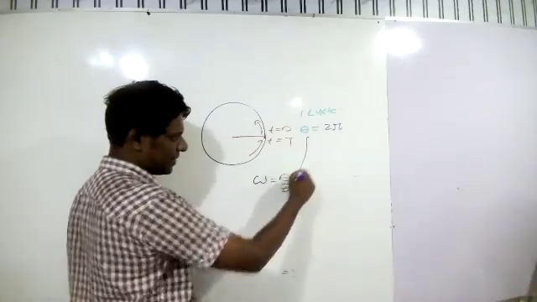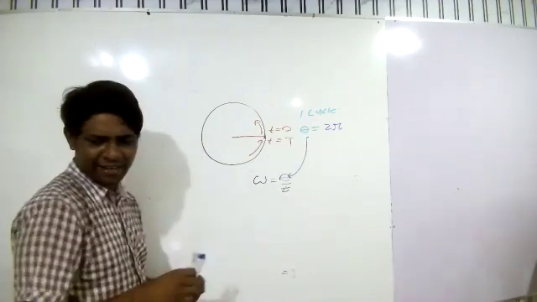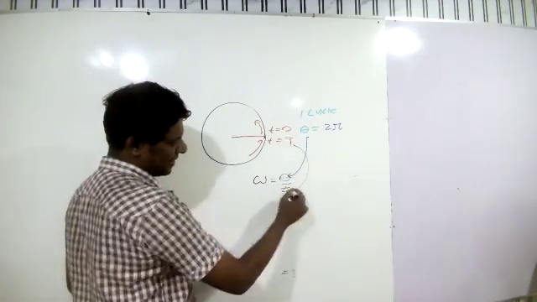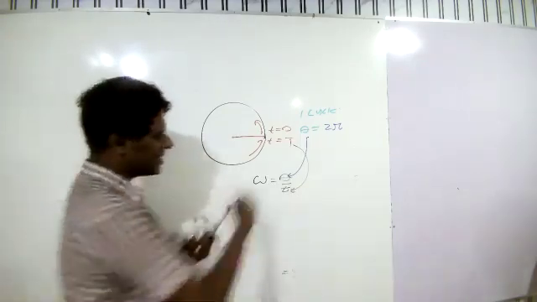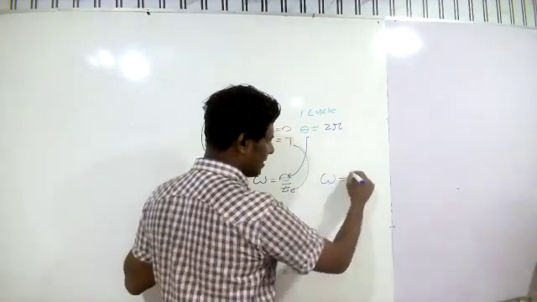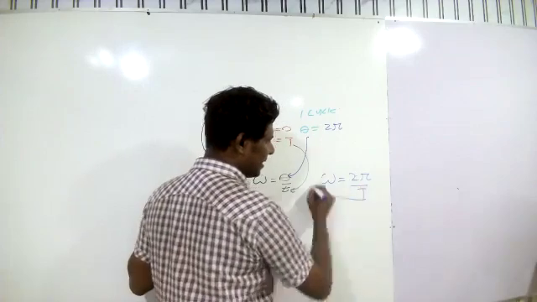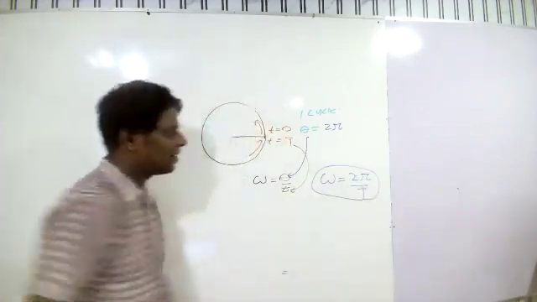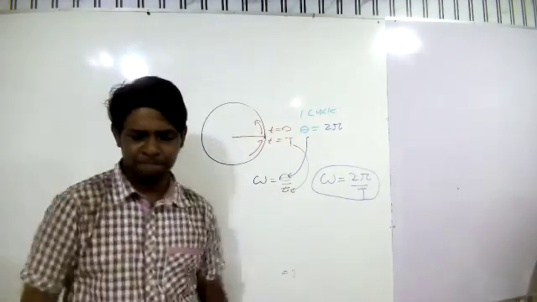I am going to substitute. What is the time taken? It is capital T. Okay. Overall, this equation will instantly change to this same one: omega equals 2 pi over capital T.